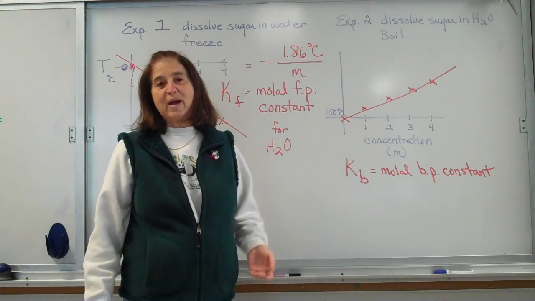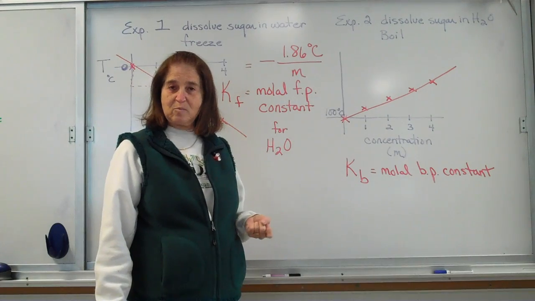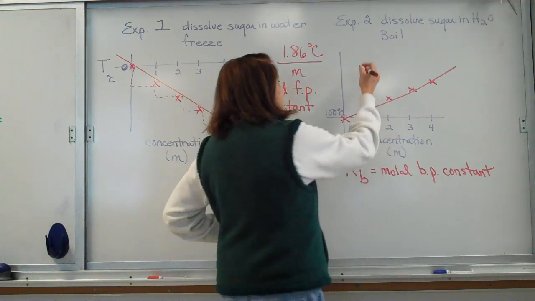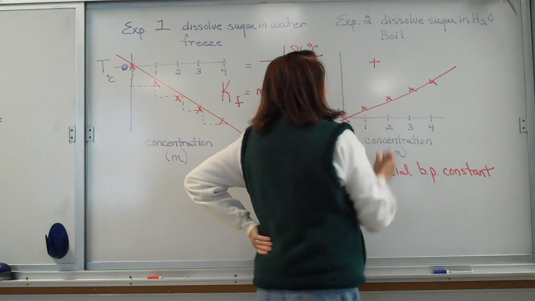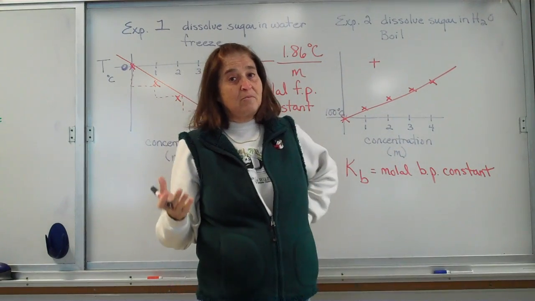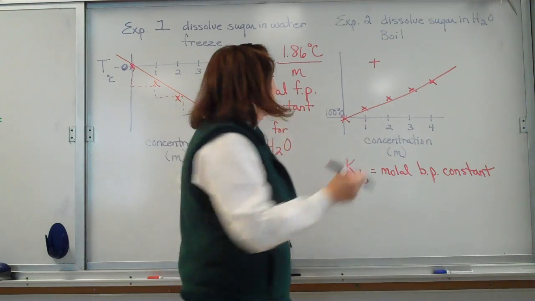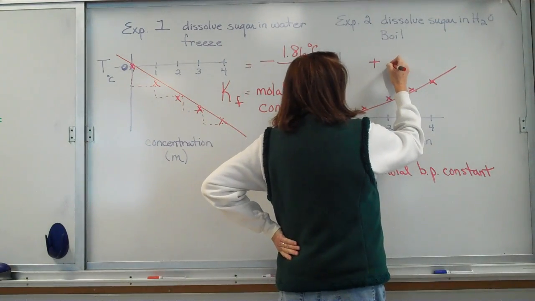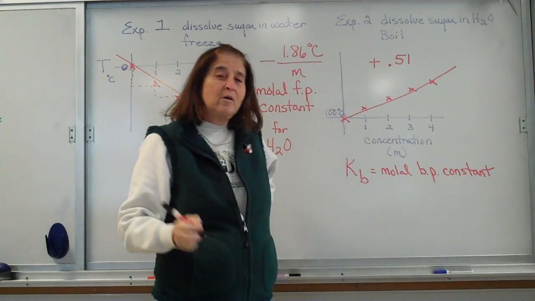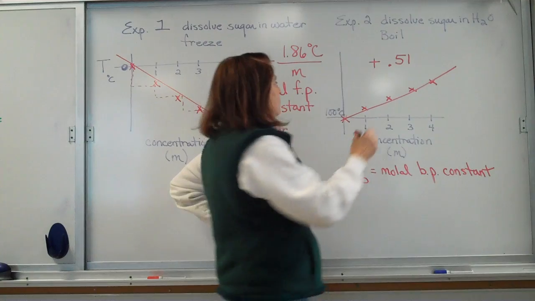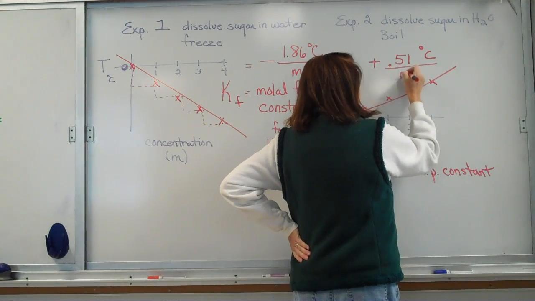When the data points were analyzed, a straight line graph was drawn, and the slope was calculated. The slope here was found to be positive, and books are going to vary, so I'm going to put one number up. It's either positive 0.51 or 0.52 degrees Celsius per molal.